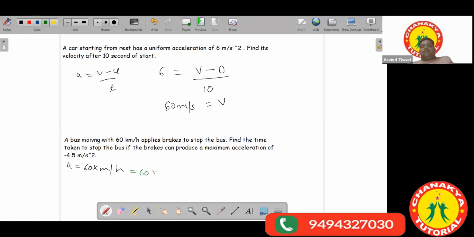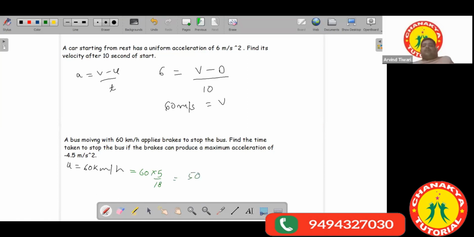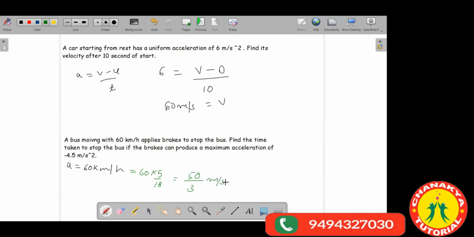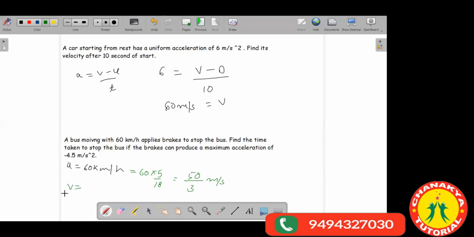We will do 60 multiply 5 over 18. Sir, I got 16.67 if we round it off. Yeah, you round it up. If I keep it in fraction, it would be 50 by 3. Okay, so let's keep it like this. We can do it in fraction also. That is also correct. So you get 60 km per hour as the initial speed. Then we obtain the final speed. What is the final velocity? Sir, it will be 60 minus 50 by 3 by time.